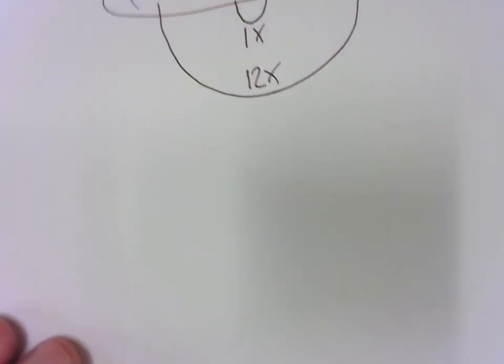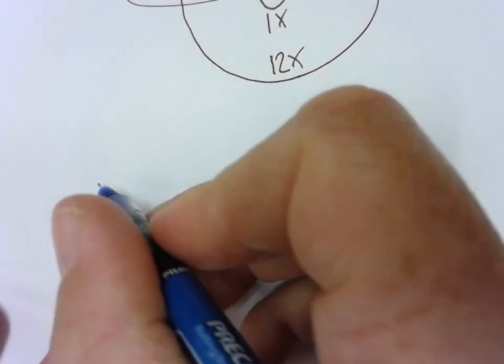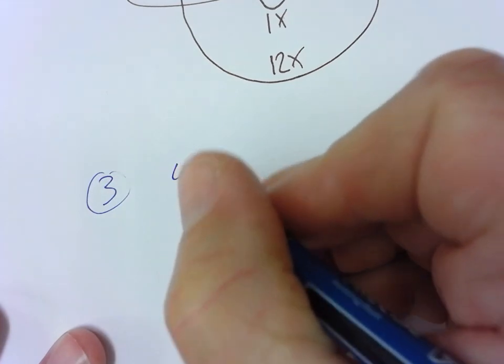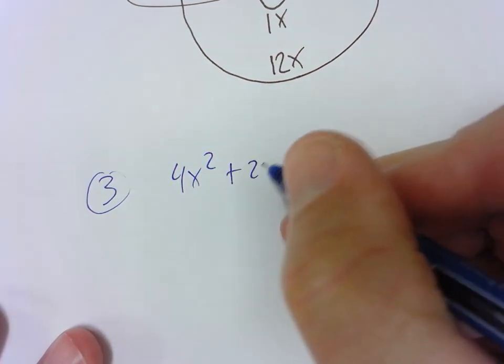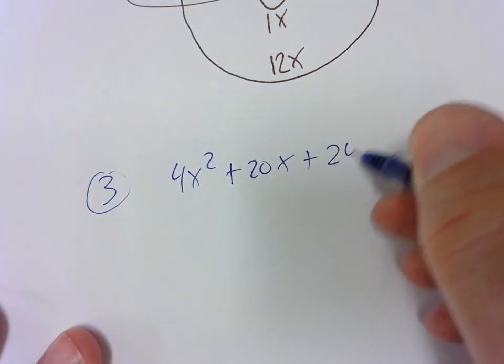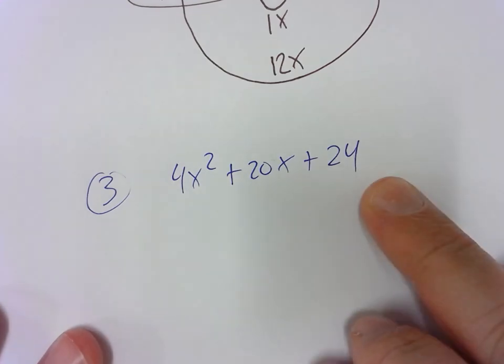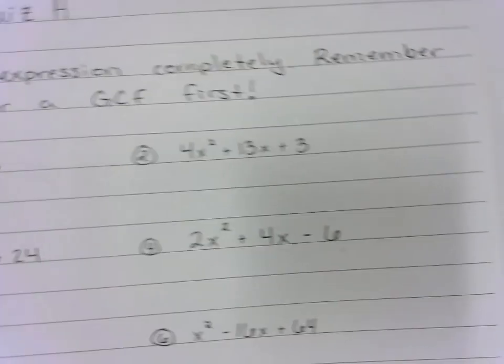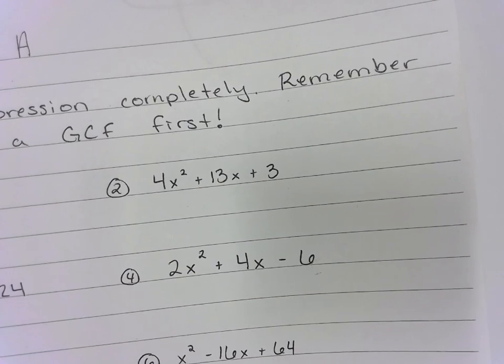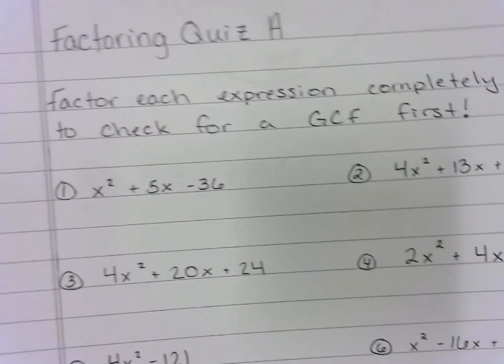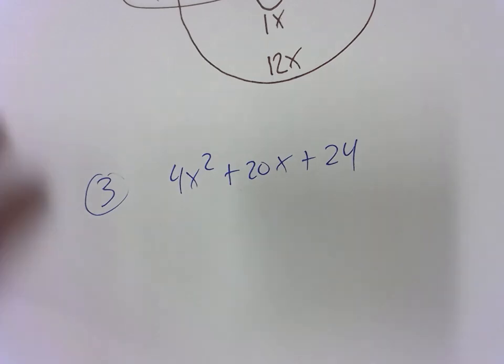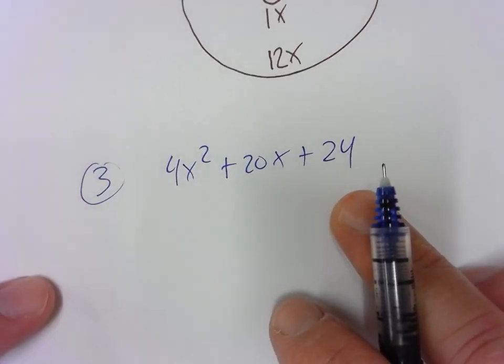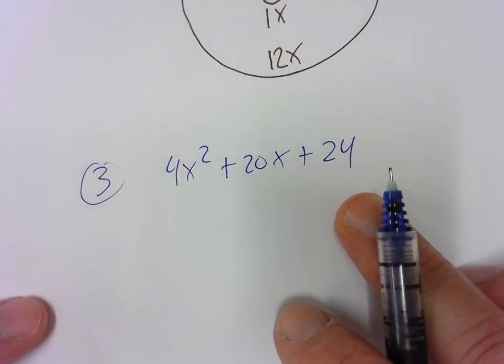Number 3 is 4x squared plus 20x plus 24. Now this one has a common factor in it. Remember the directions at the start of the top of this says, remember, check for a common factor first. And this has a common factor.